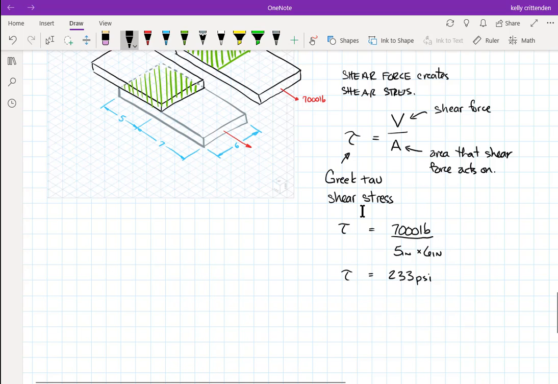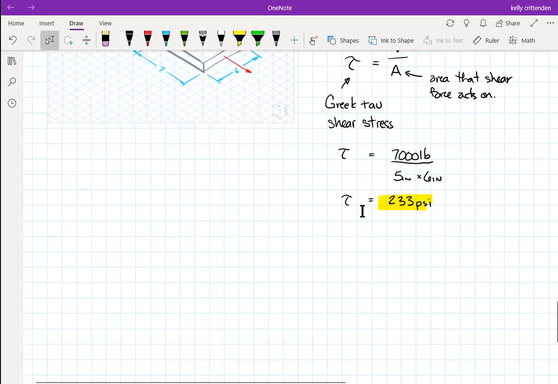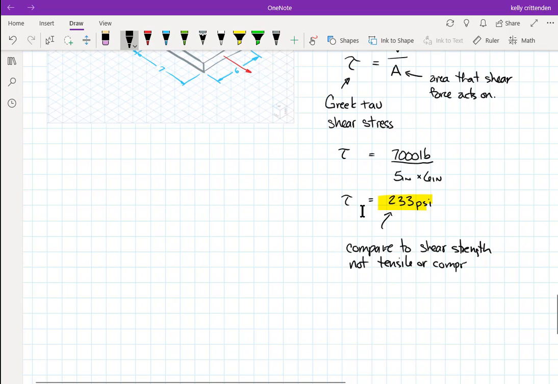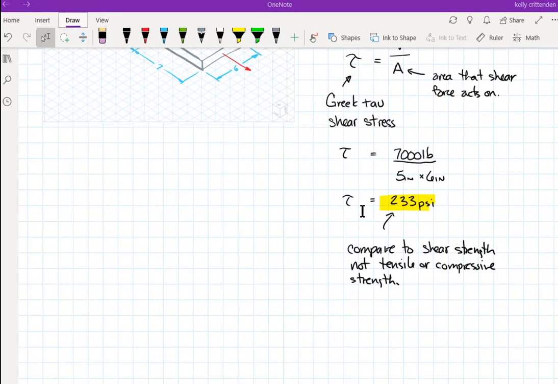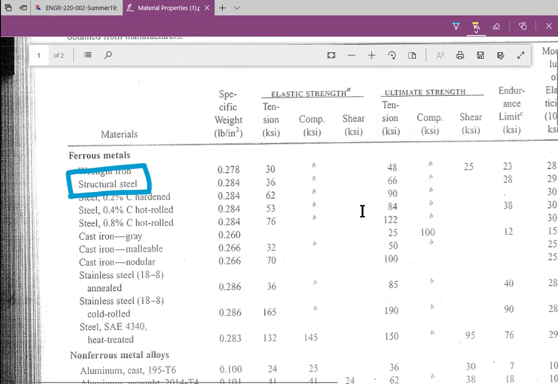Now this is a shear stress though, so that's the important part. So you have to compare this to a shear strength, not tensile or compressive strength. So in our little chart, see if I can, there it is. Let's get rid of those.